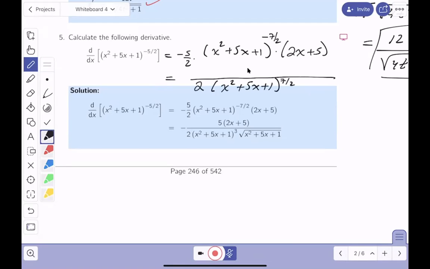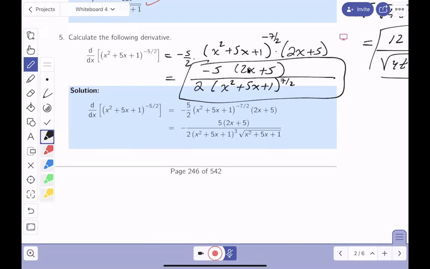On top, what do you get? Minus 5 times (2x + 5). I guess that's not a bad answer, but I still want to look at the key. And I noticed in the key they did something. What did they do? Well, the top's really the same. So I got that part. What are they at the bottom? 7 halves is actually 3 1/2.